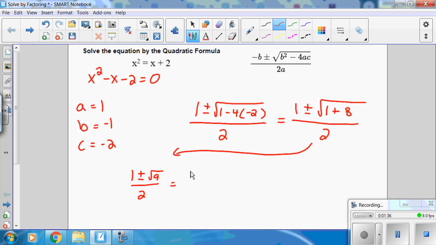The square root of 9 is 3. So we have 1 plus minus 3 over 2. 1 plus 3 is 4. So actually, let me write that out. I'm going to go ahead and write that out.